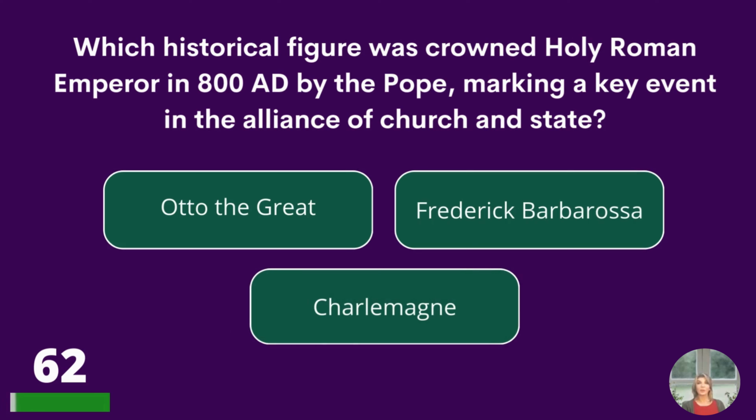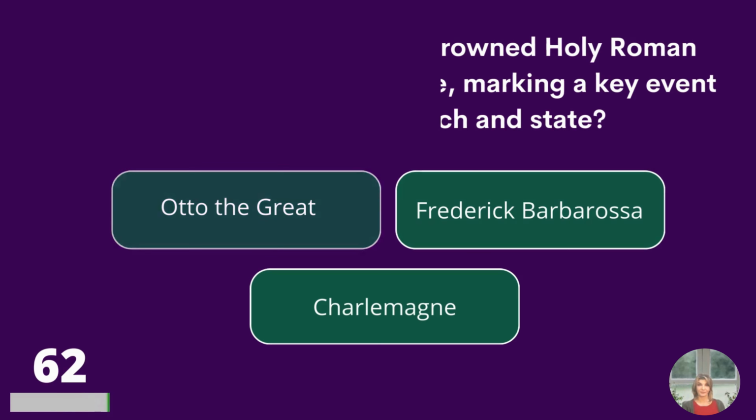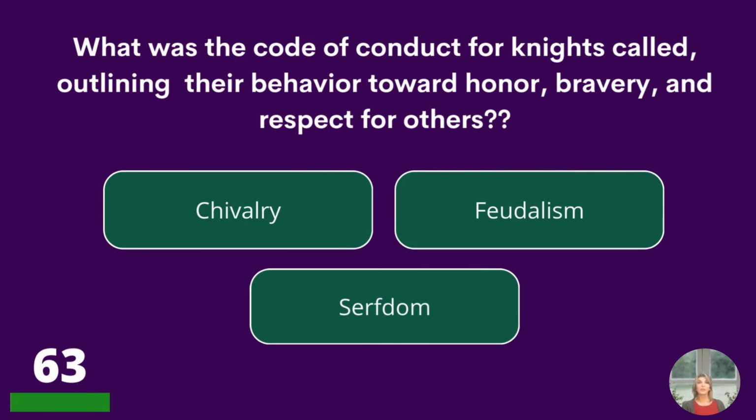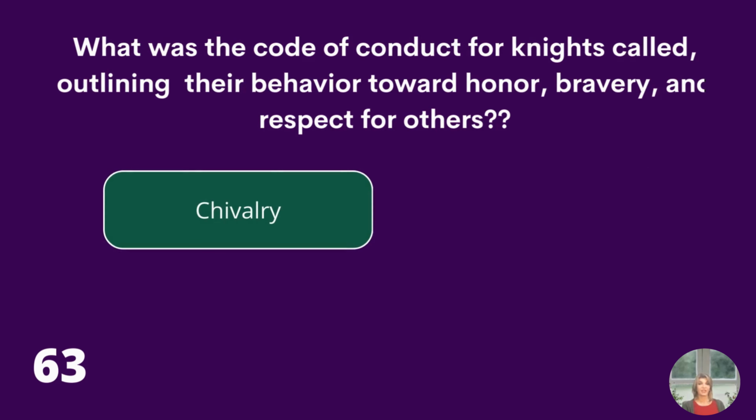Which historical figure was crowned Holy Roman Emperor in 800 AD by the Pope, marking a key event in the alliance of church and state? Charlemagne. What was the code of conduct for knights called, outlining their behavior toward honor, bravery, and respect for others? Chivalry.